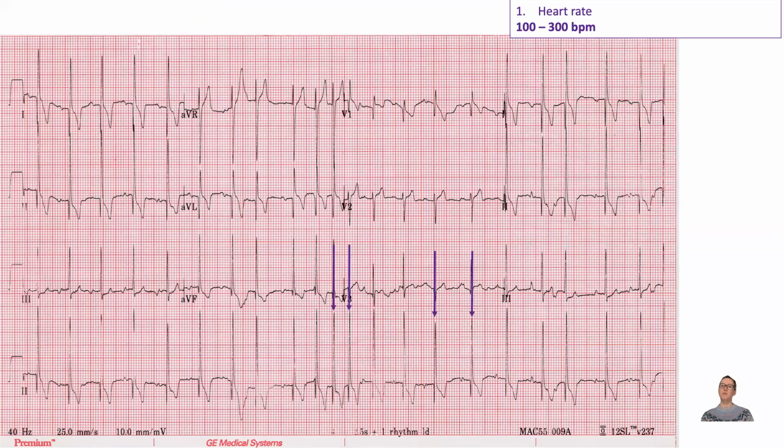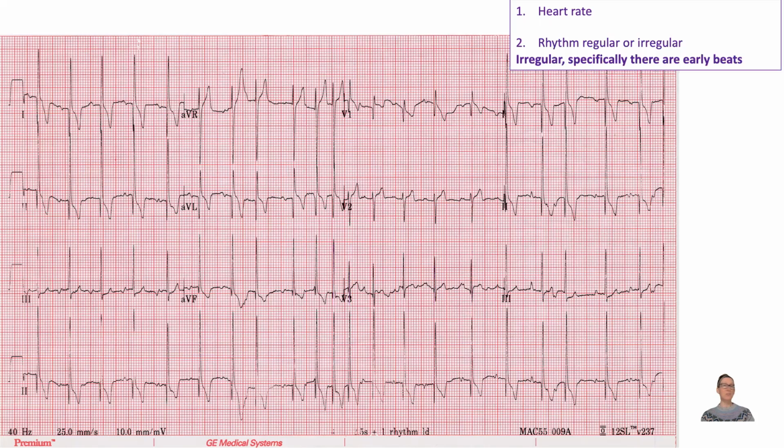starting with heart rate. So if I use the 300 rule, I've identified my longest interval here and my shortest interval, and I'm getting a heart rate anywhere from 100 beats per minute all the way up to 300 beats per minute. So it is quite variable, which leads me to the next question: is my rhythm regular or irregular? Clearly it's irregular. And specifically what I would say here is there are regular periods with early beats occurring. And so we can see sections that are very regular with intermittent early beats happening.